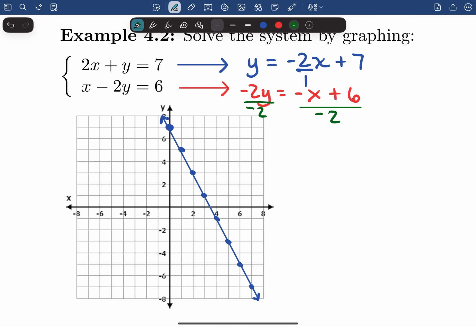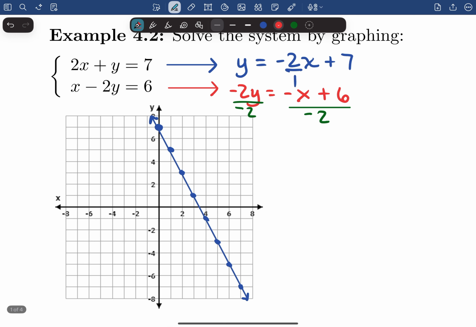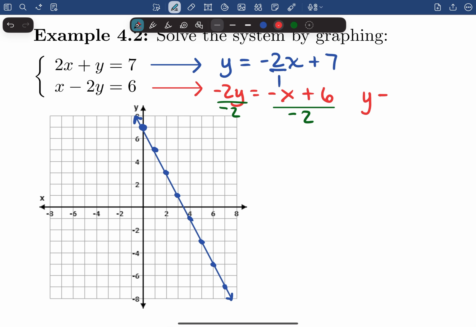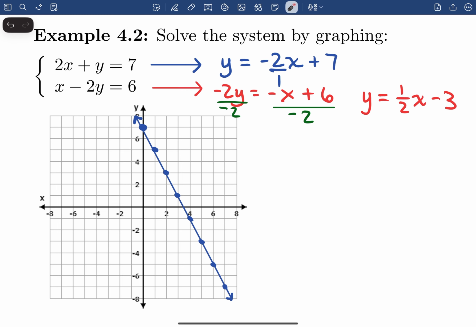Okay? And rewriting this equation cleaned up, here's my final answer. Y equals, well, positive 1/2 x minus 3. Okay? And, you know, negative 1x divided by negative 2 is positive 1/2 x. We like to pull the x outside of that fraction of 1/2. And then 6 divided by negative 2 is negative 3.